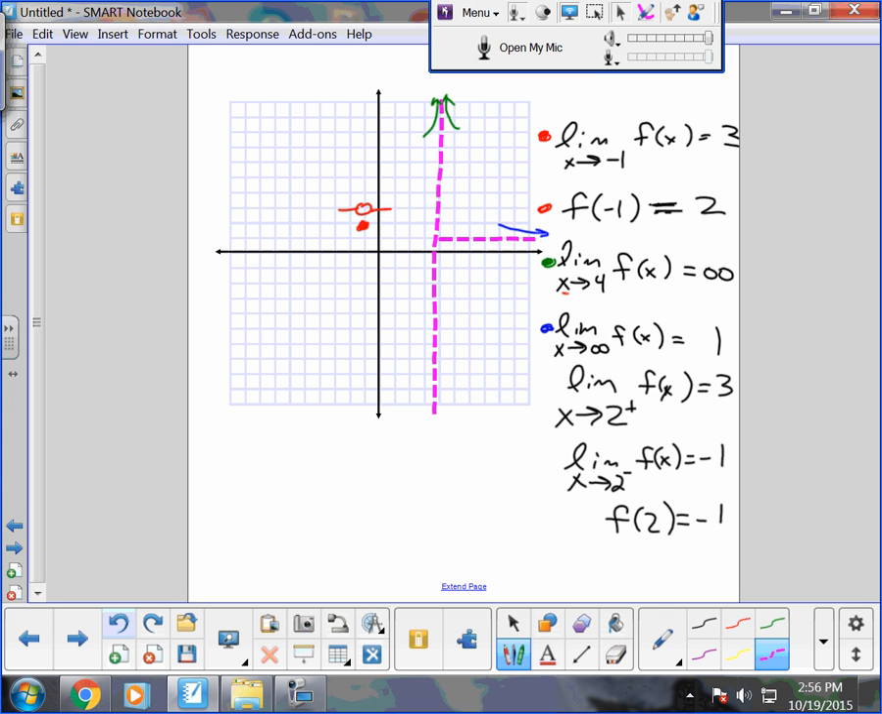All right, but listen, I'm looking for the blue curve. I don't even need the dotted lines, guys. I'm looking for the blue, the green, and the red. I am not looking for the purple. Then it says the limit as x approaches 2.